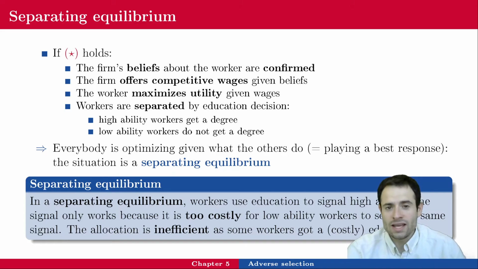The allocation then is inefficient because some workers will get a costly education. Everybody will end up having a job, but some workers had to take an education to signal their ability, so they had to pay an extra cost compared to the Pareto efficient allocation where nobody needs an education.